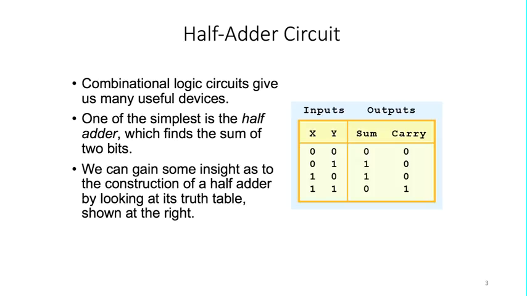One very important combinational logic circuit is the half-adder circuit. Basically, the half-adder circuit performs the summation of two input bits. Let's see how the half-adder works by looking at the truth table on the right-hand side. We have the two inputs x and y, and the outputs are the sum and the carry out. When the inputs x and y equal 0, the sum equals 0 and the carry out equals 0. So 0 plus 0 equals 0 and nothing is carried out.